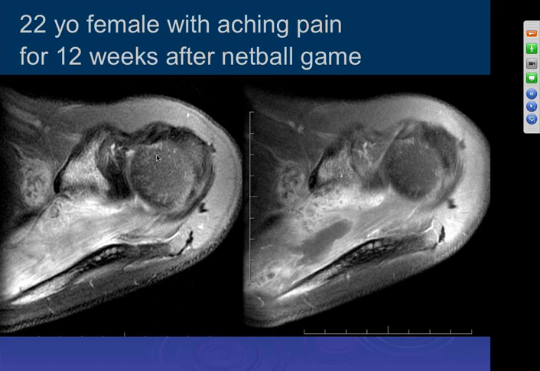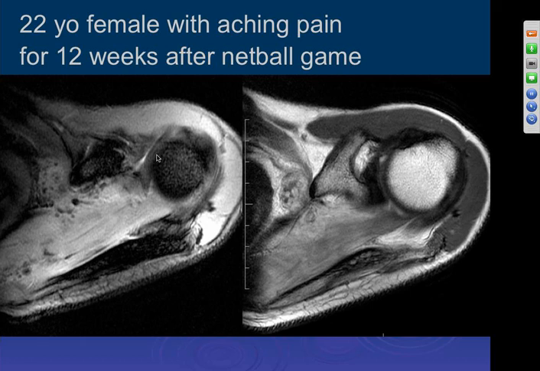Okay, a 22-year-old female with aching pain for 12 weeks after a netball game. So we have two axial images of the shoulder that demonstrate high signal within the infraspinatus and the supraspinatus tendons with heterogeneity in the muscles.